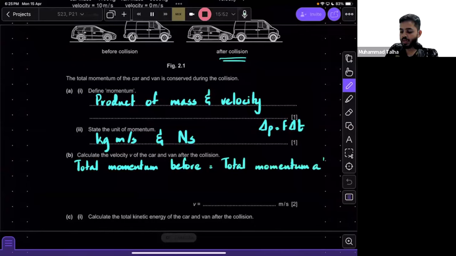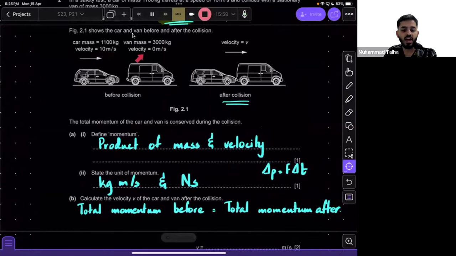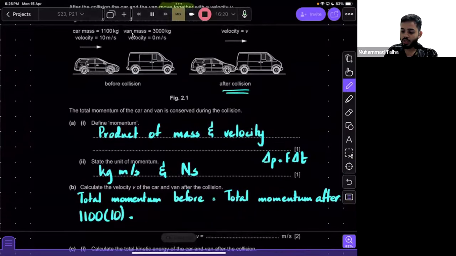So if we think about the total momentum before, that's just the momentum of the car, really, because the van has no velocity, right? So you can also say that it's just 1100 times 10, but if you're really insistent on writing this term, you would say it's 3000 times 0, which is a 0. So 1100 times 10 is the total momentum before, and the total momentum after would be whatever this velocity is times this mass. So this is now going to be the combined mass, the 1100 of the car plus the 3000 of the van, which makes it 4100.